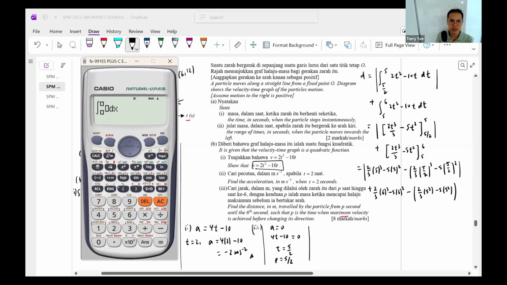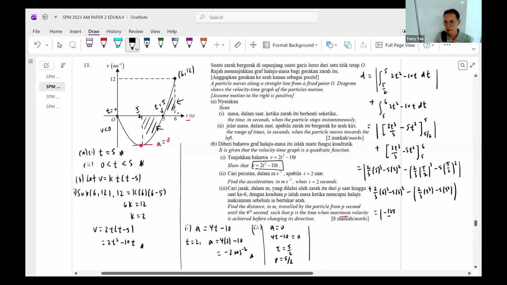Calculator, type in the original function, 2x squared minus 10x. Okay, my limit for the first part is from 5 over 2, which is 2.5, to 5. Okay, my first answer is this. Now you notice it's negative because you modulus it. Negative 125 over 6. That means this area is 125 over 6.